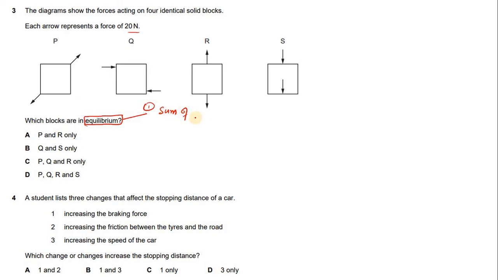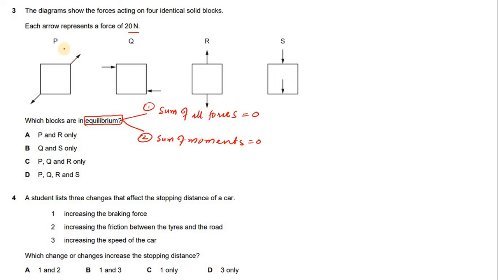Sum of all forces must be 0. So forces acting to the left must be equal to forces acting to the right. Forces acting upward and forces acting downward must be the same. And the second condition is that there must not be a net moment. So the sum of moments is 0. So clockwise moments must be equal to anti-clockwise moments.